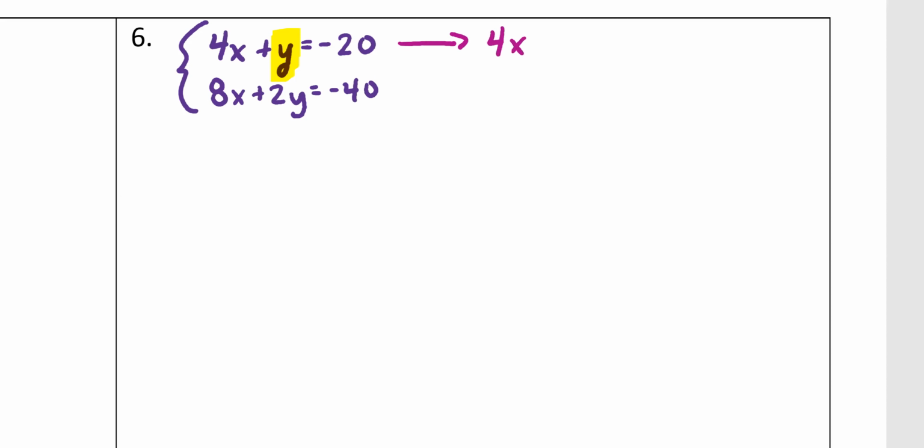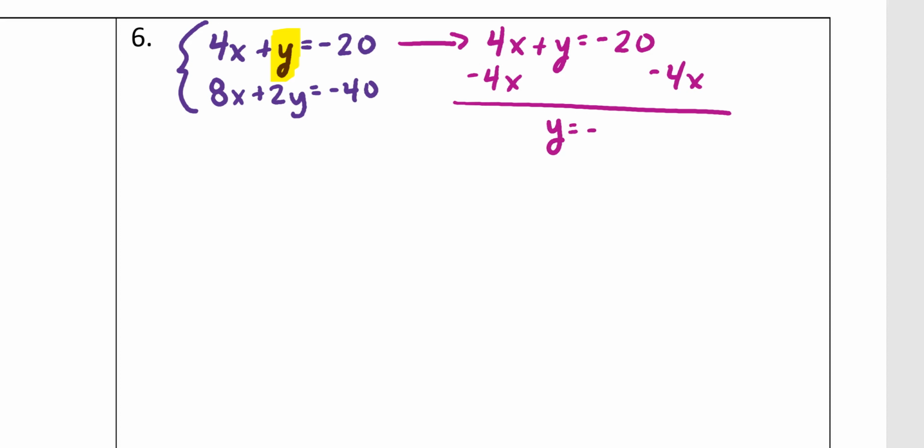4x plus y equals negative 20. 8x plus 2y equals negative 40. So again, not much choice here. We're going to solve for this y because it has the coefficient of 1. Pull it over to the side. 4x plus y equals negative 20. So we're going to subtract 4x from both sides. So y equals negative 4x minus 20.